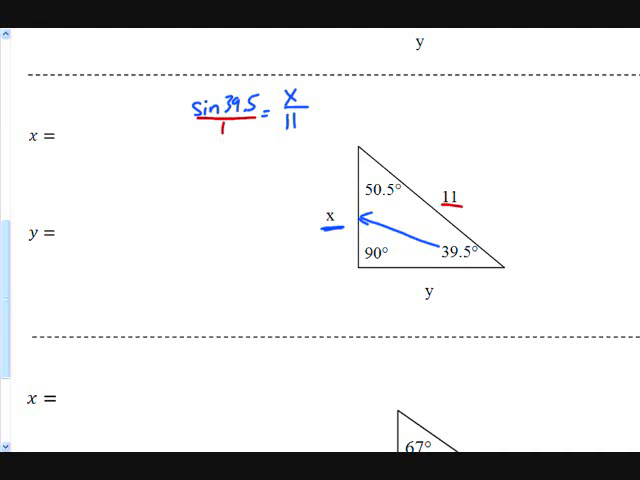So opposite over hypotenuse. And now I'm just going to cross multiply. This is over 1. So I do x times 1 is x. Over here I do the sine of 39.5 times 11. It's 11 times the sine of 39.5 degrees. And now again, I just have to plug it into my calculator.